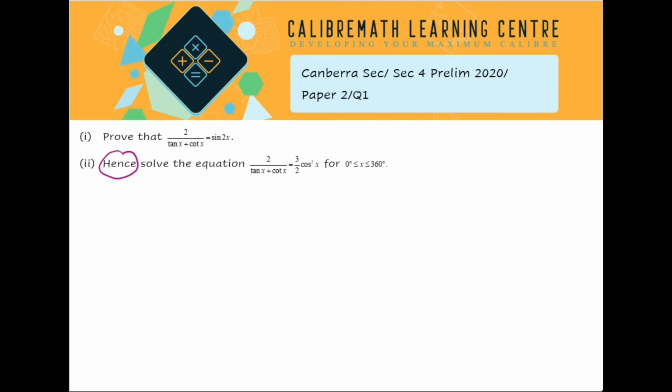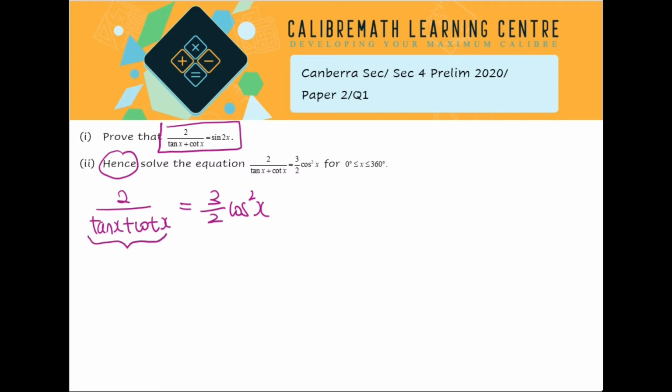You should know that when you see the word "hence", you're supposed to use Part 1's answer to help you solve Part 2. As you can see here, we know that 2 over (tangent x plus cotangent x) is equal to 3 over 2 cosine square x. From Part 1, we know that 2 over (tangent x plus cotangent x) is equal to sine 2x. So we are going to substitute the left-hand side to become sine 2x, and we'll get sine 2x over 2 equal to cosine square x.